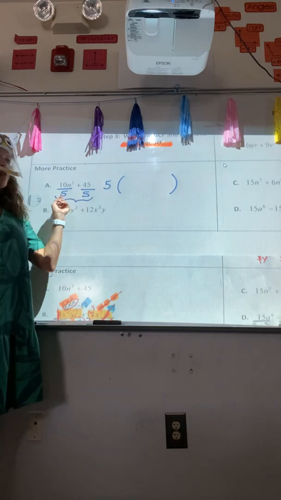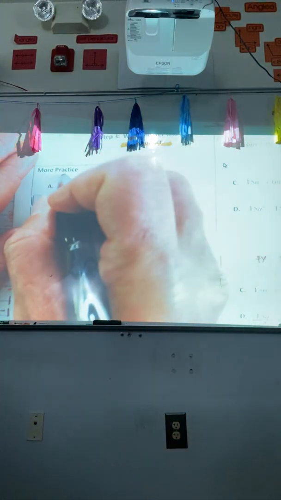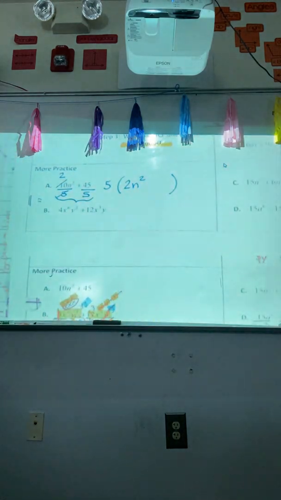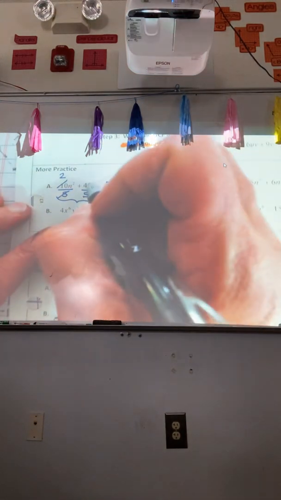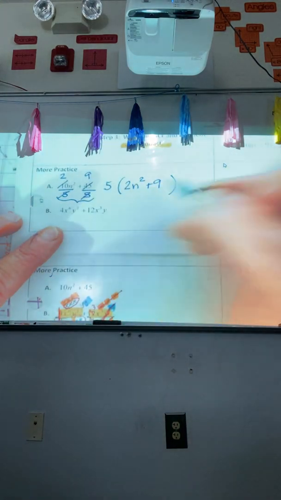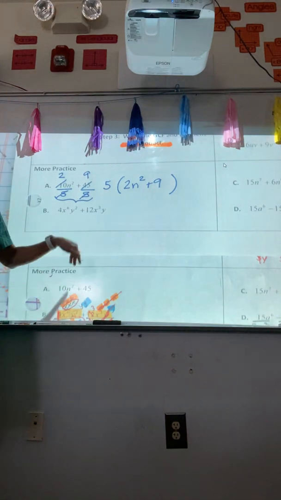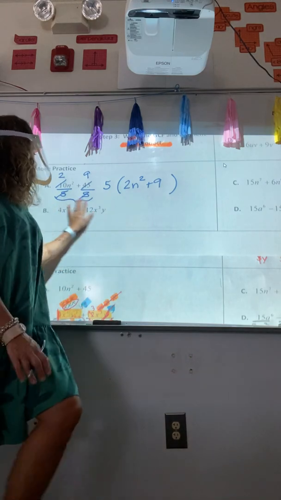Now I'm going to reduce it right here. 10 divided by 5 is what? 2. So I have 2n squared left. And then I'm going to reduce the next one. 45 divided by 5 is 9. So I have plus 9. That's it. Oh, it gets a whole lot scarier than that. So y'all just wait.